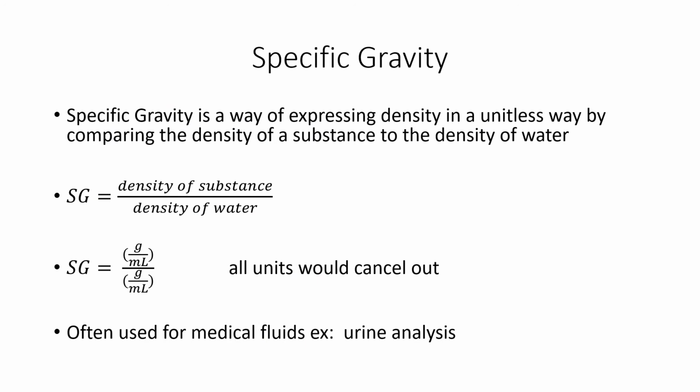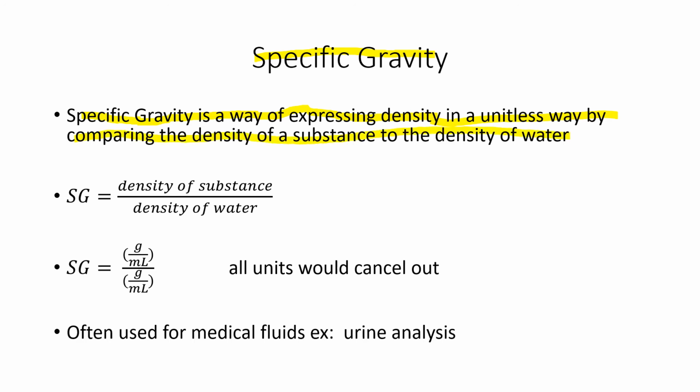We want to talk a little bit about specific gravity. We're not going to go into a lot of depth on specific gravity, but it's more of something you need to be made aware of. Specific gravity is a way of expressing density in a unitless way. This is done by comparing the density of a substance to the density of water.